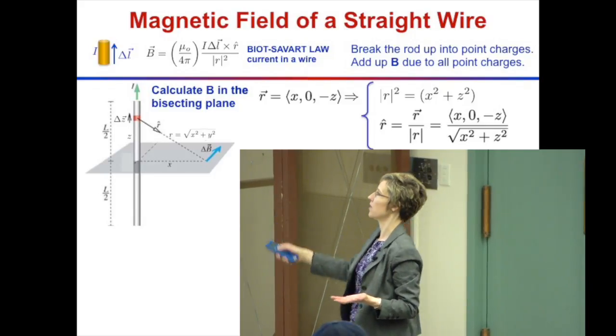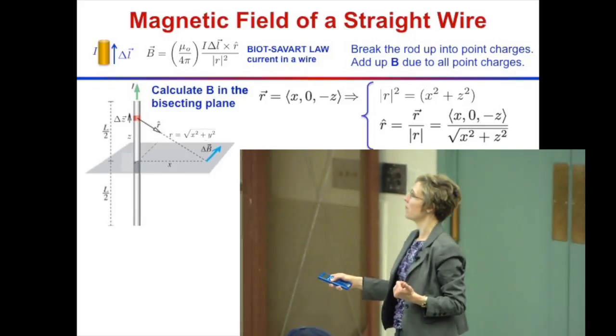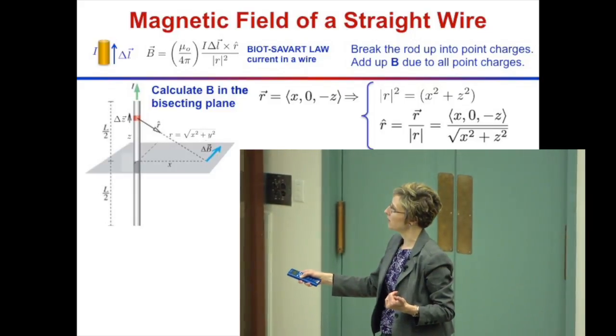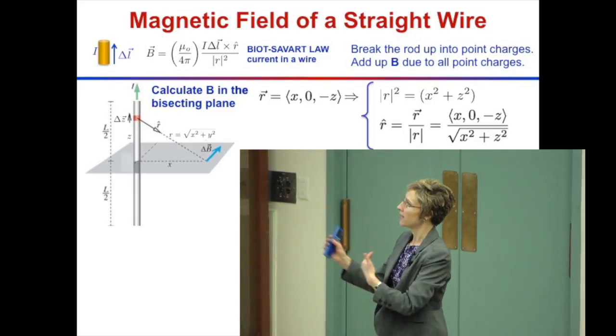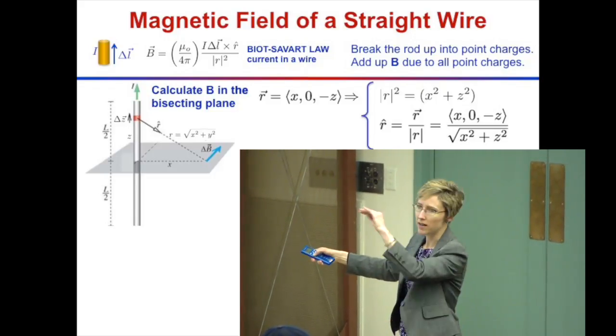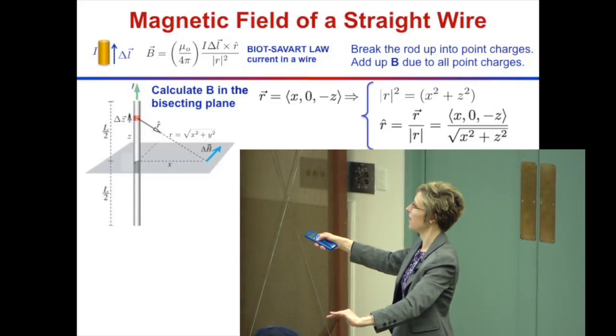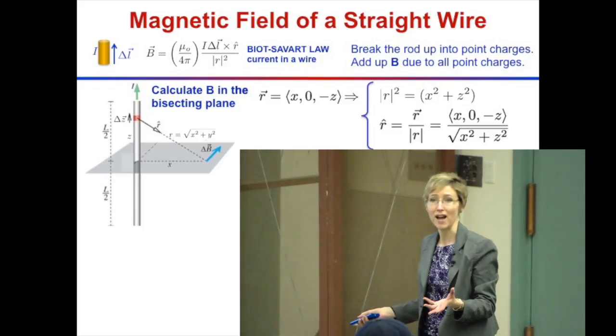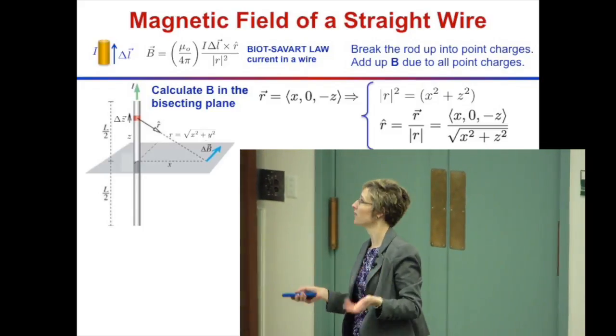So now I write down the vector R. It is, according to the diagram, it's got a positive x component. So I write that down. It's got nothing along the y-axis. And in going from here to here, I go a negative amount along the z-axis. So there's a minus z right there. So I wrote that vector down after having drawn the really careful diagram.